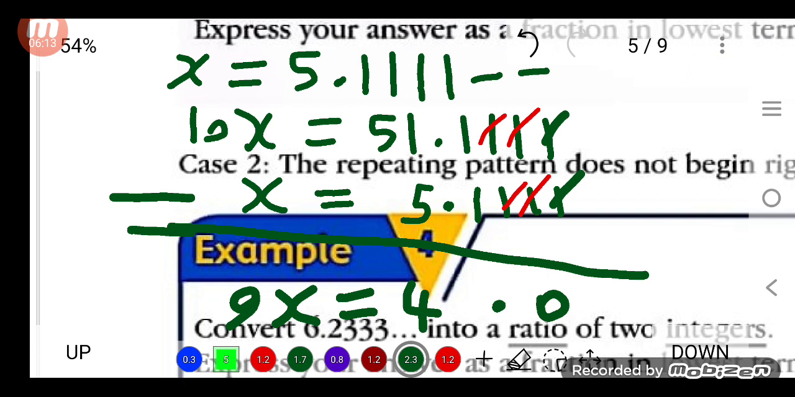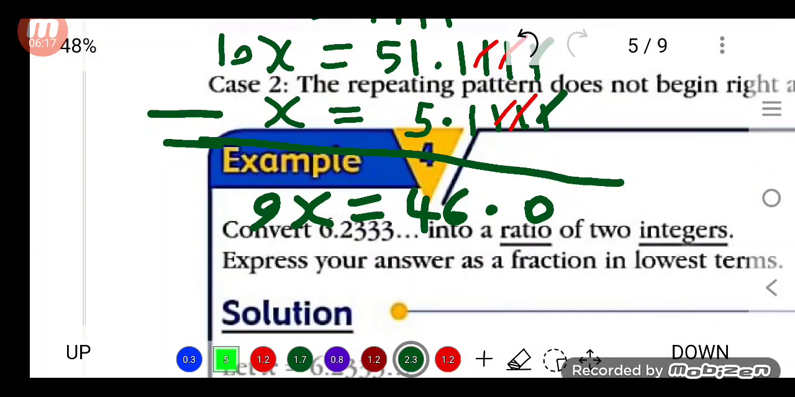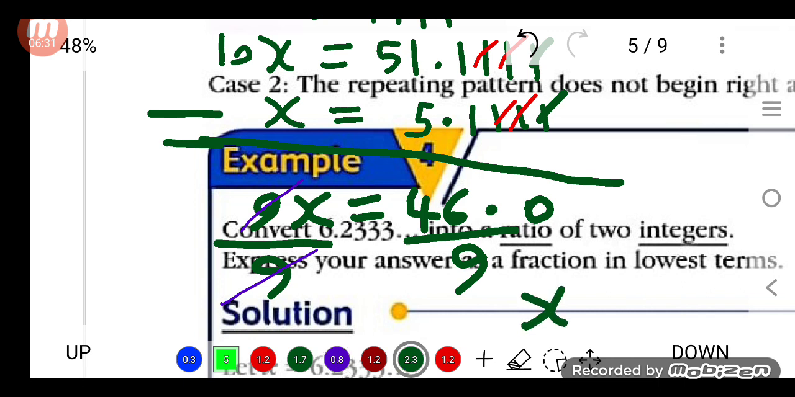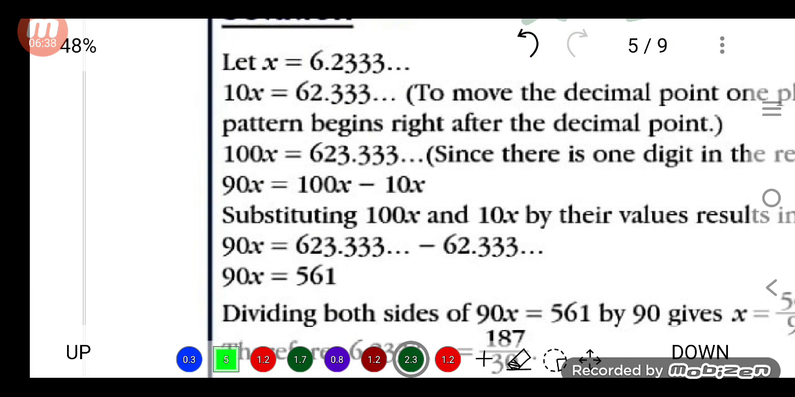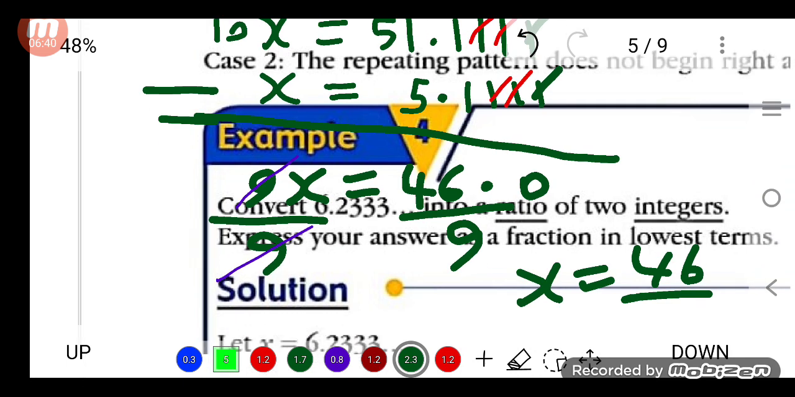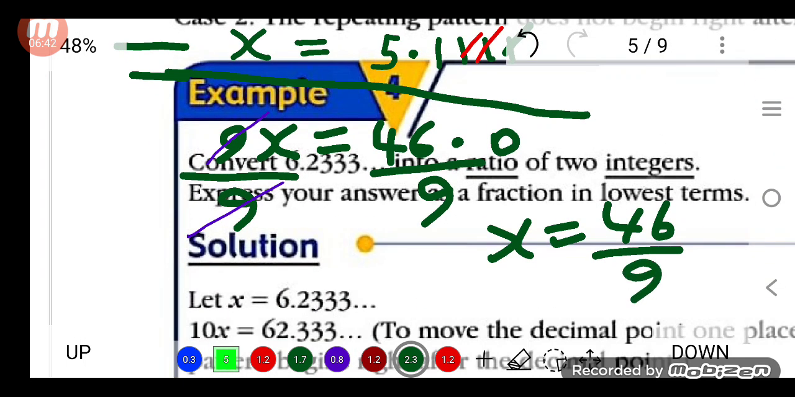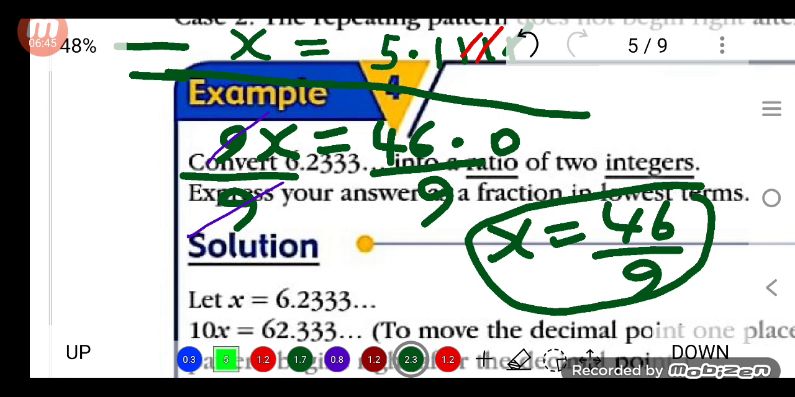So here 46.0. Next step, I divide both sides by 9. Cancel 9 and 9. You get x equals 46 over 9. 46 over 9, and that is the answer to this question.